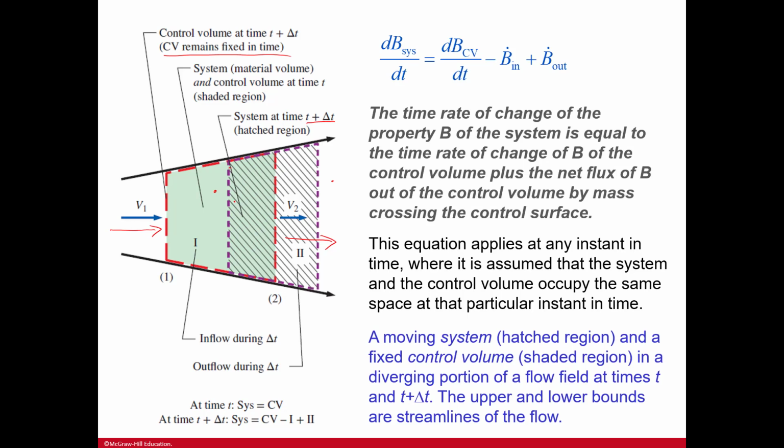And then you can see that this material now changes for the system at a later time, which is the hatched region. And you see how it's moving. So a moving system here is a fixed control volume in a diverging portion of the flow field at times, the upper and lower bounds of the streamline of the flow. So basically what it's saying is that your system is moving within the lens of this camera, because this is what you're looking at, the red portion.